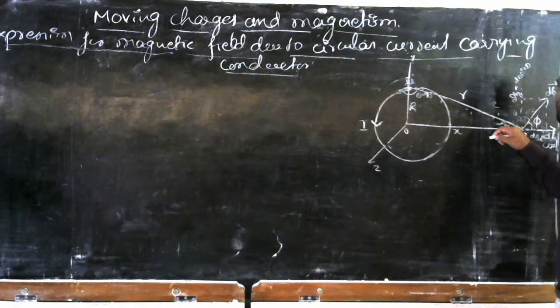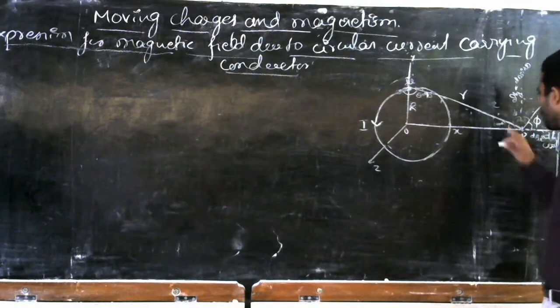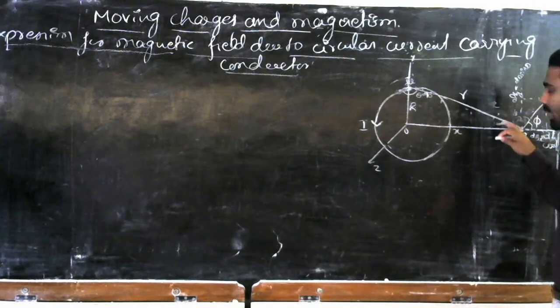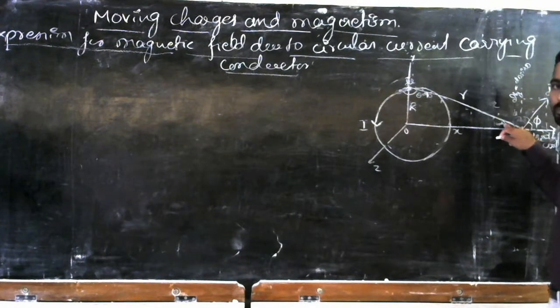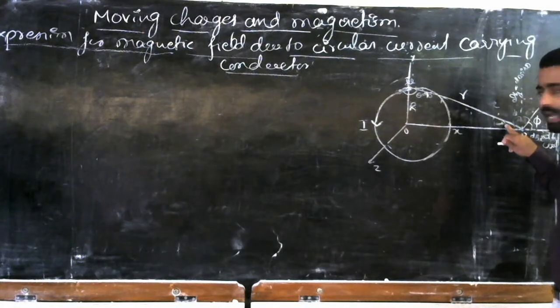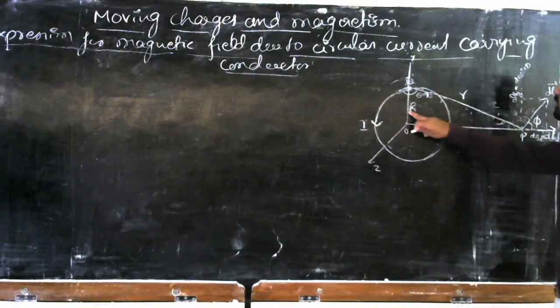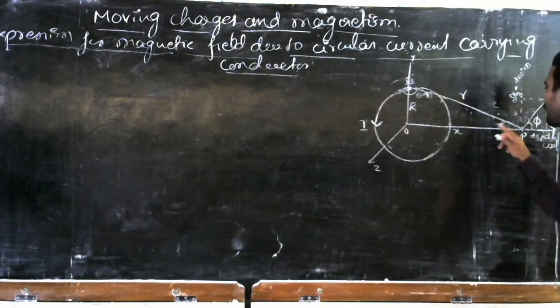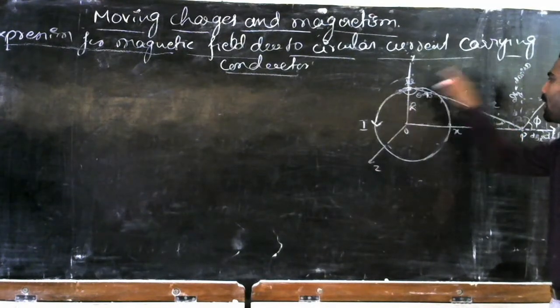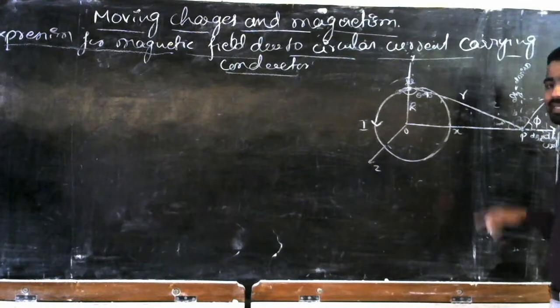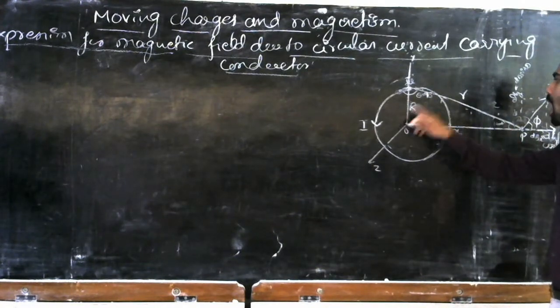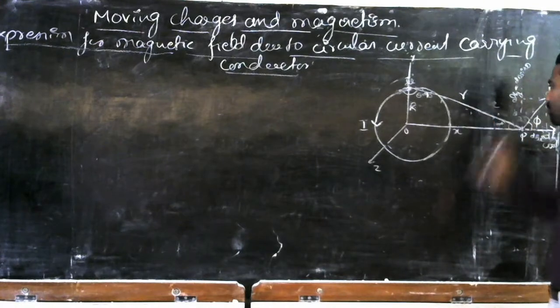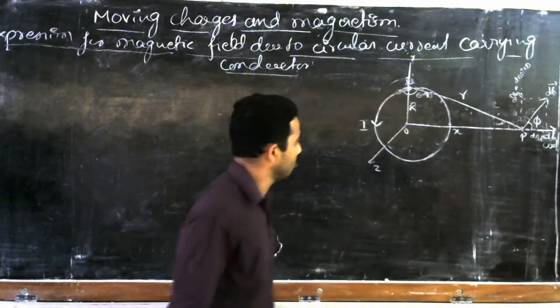Okay. So if this is 90 minus phi, we can write this as, if I take the sine of 90 minus phi, the sine of 90 minus phi is equal to the ratio of opposite side by hypotenuse side. So what you can write is, sine of 90 minus phi is equal to r divided by small r.